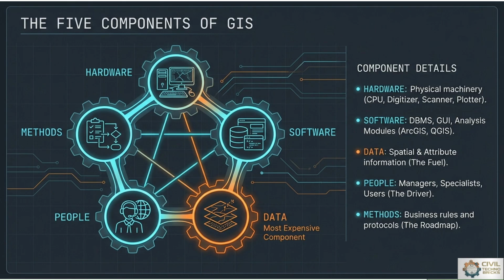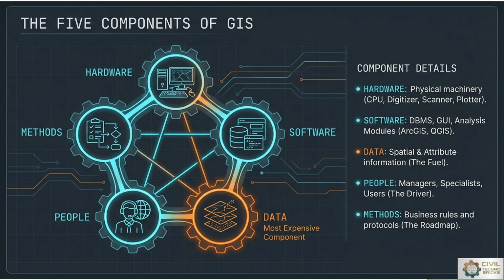Now there are 5 components of GIS. So what are they? They are listed from hardware to software, data, people, methods. This is also a cyclic process, or we can say an interdependent process between them.